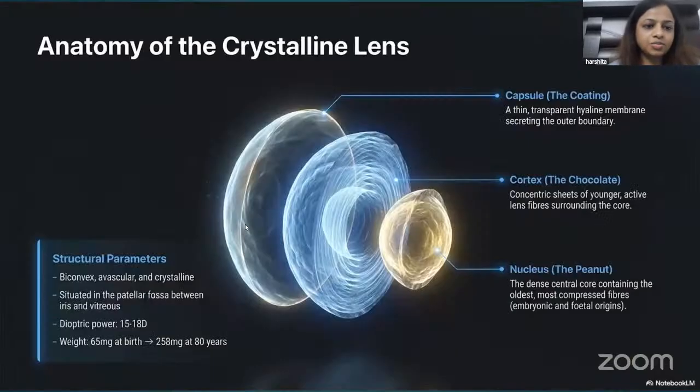To describe the anatomy of the crystalline lens, as you all know, it's a biconvex, avascular, transparent structure located in the patellar fossa between the iris and the vitreous. The components include the capsule, epithelium, cortex, and nucleus, and it is suspended by the zonules. The capsule is a thin, transparent hyaline membrane forming the outer boundary. The cortex is concentric sheets of younger, active lens fibers surrounding the core, and the nucleus is a dense central core containing the oldest, most compressed fibers.